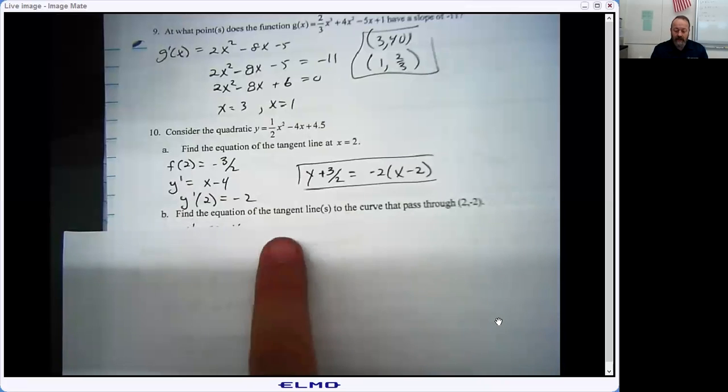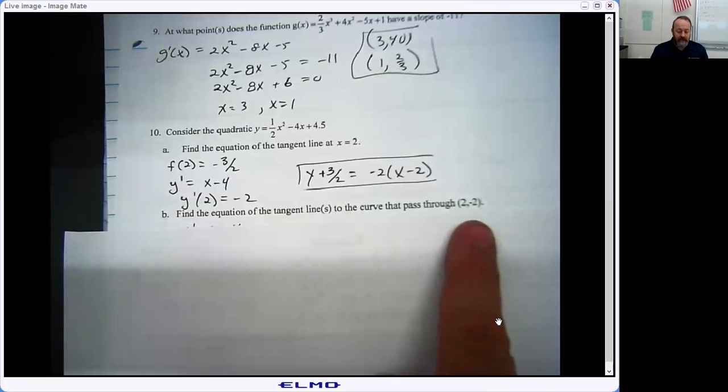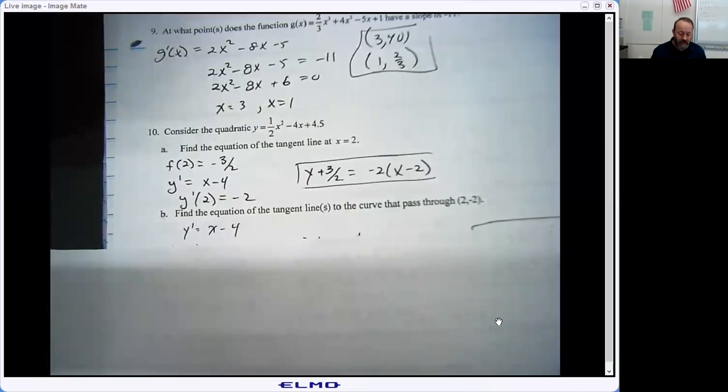But finding the equation of the tangent to the curve that passes through 2, negative 2, this is where the problems get a little bit tough, because 2, negative 2 is not on the curve. So one of our stipulations for finding the equation of the tangent to a line when the point is not on the curve is we had to have them have the same slope, and we also had to have them intersecting, or in other words, sharing a point.